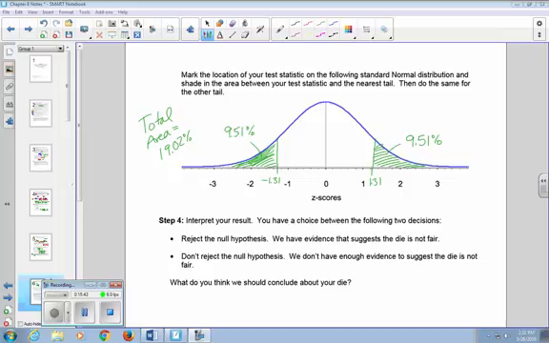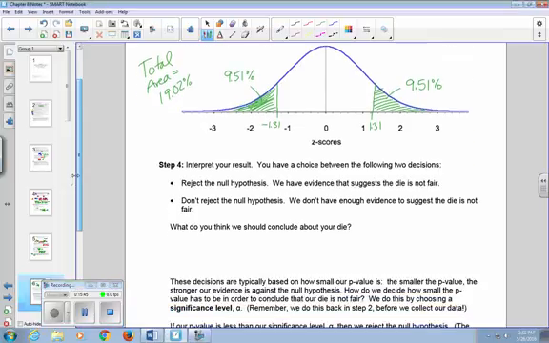All right, so next up, we've got to interpret these results. Okay, so step 4, interpret your result. You have a choice between the following two decisions. You can either reject the null hypothesis, we have evidence to suggest the die is not fair, or you don't reject the null hypothesis. We don't have enough evidence to suggest the die is not fair. So what do you think we should conclude about your die?